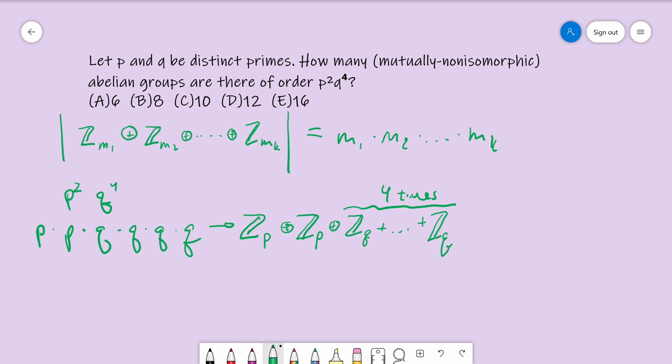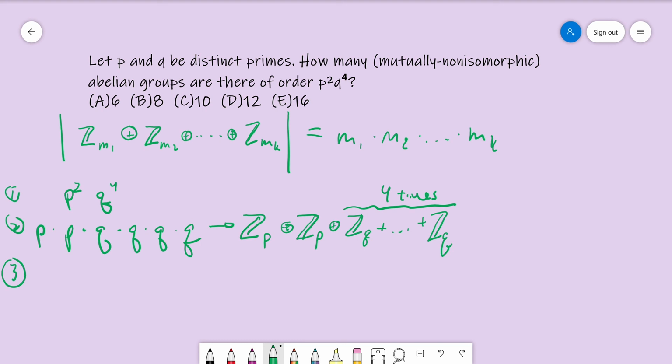So let's count it up. We already found 2 ways. This is 1, this is 2. Another way would be p squared. Well, the p's, we can do this separately. For the p's, there's only 2 ways, p times p or p squared. Okay, that's 2 ways. And the q's, there's 4 q's, so let's see how many ways there are of writing q to the fourth.